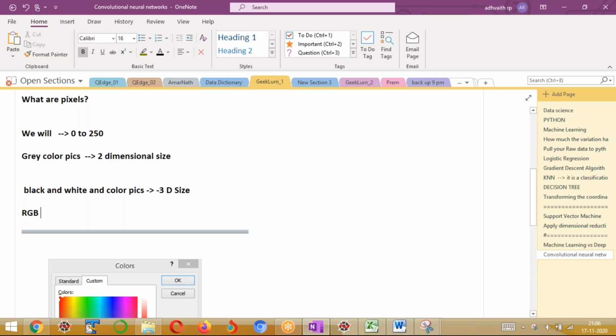RGB. So R stands for red, green, blue. So overall, it will be captured in three dimensions. That means each dimension will take the values of each color. Red, green, blue colors are actually three dimensions captured at the back end.